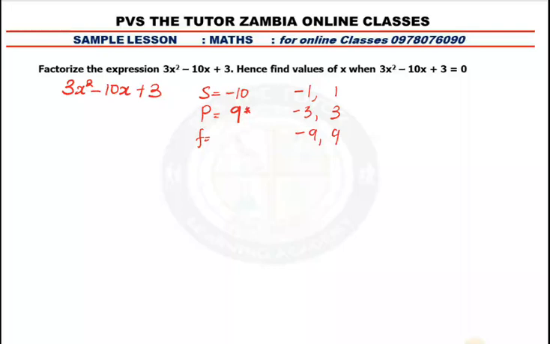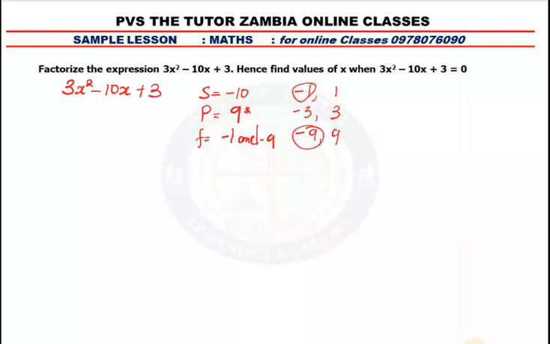Only negatives. If I take negative 3 and negative 3, am I going to get negative 10 when I add or 9 when I multiply? No. But negative 1 and negative 9, when I add, I'll get negative 10. When I multiply them, I'll get 9. So it's negative 1 and negative 9. These are our factors. Are we clear there?